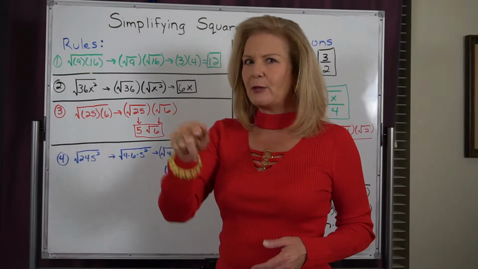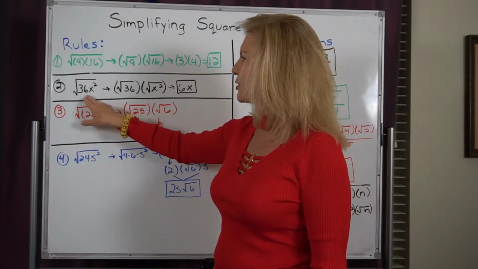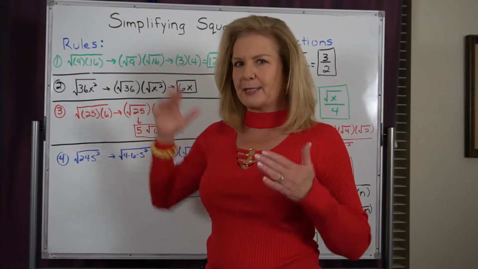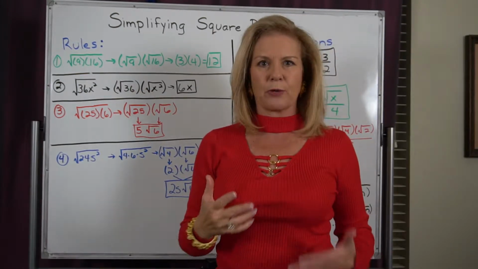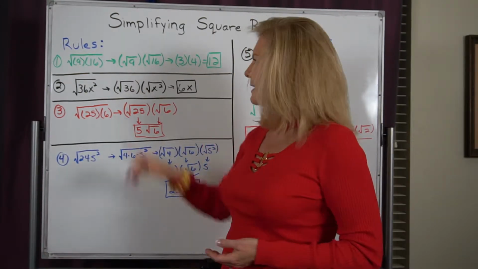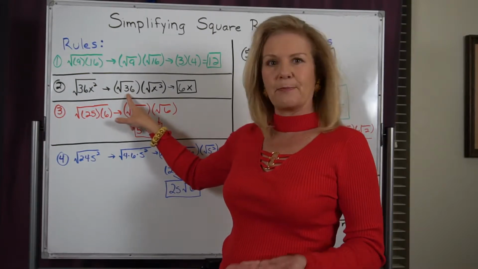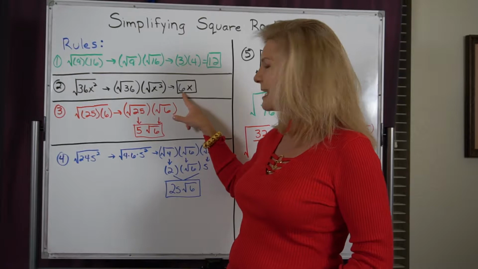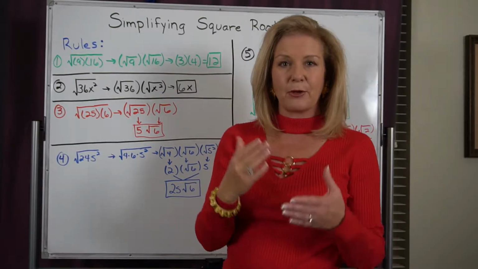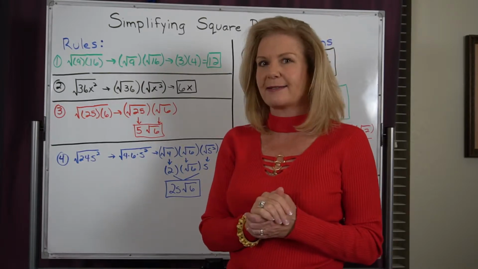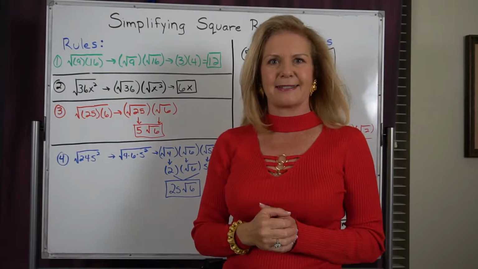Let's go a little bit harder. What if I have a variable? Well, the same rules apply because this is 36 times x squared. It's multiplication. So my first step, I'm going to put them both under their own square root symbol or radical sign. Now the square root of 36, we're lucky because that's a perfect square. It's made up by 6 by 6, so I know that's 6. And remember, squaring a number and the square root of a number are opposite operations, so they cancel each other out. So the square root of x squared is x.